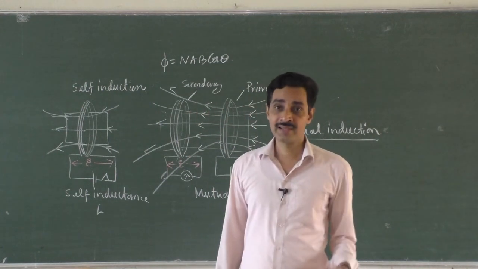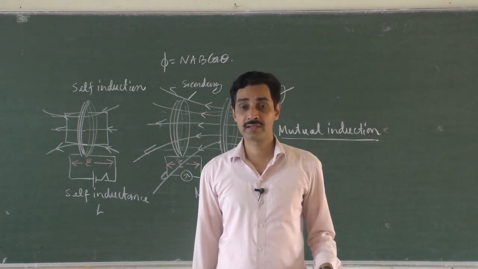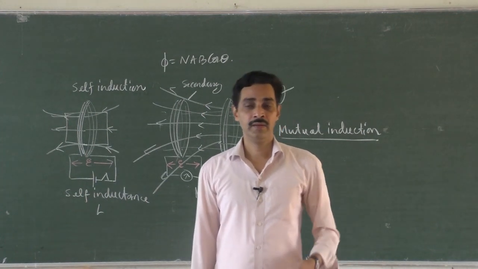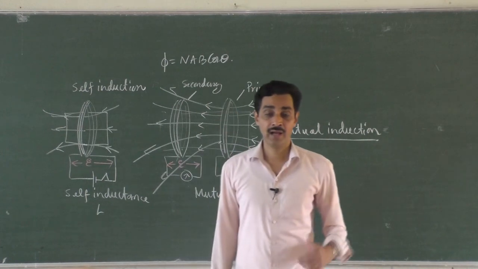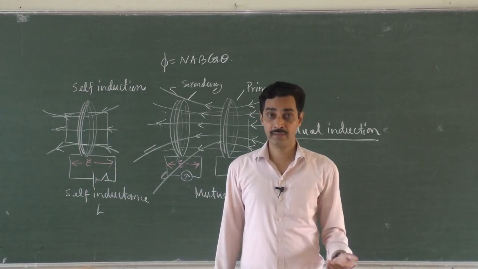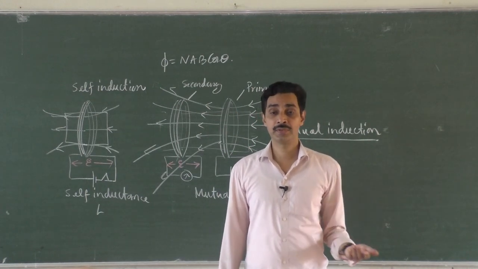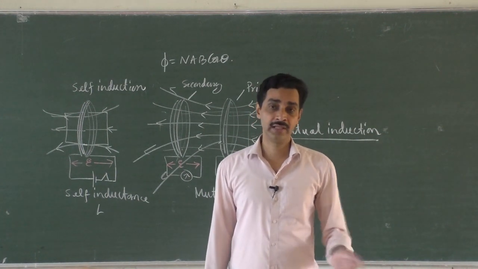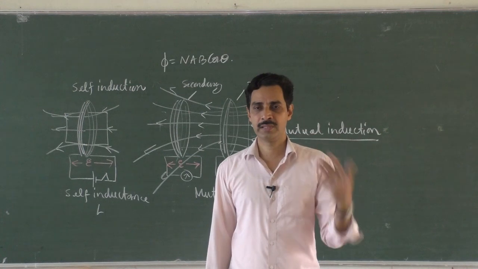Now, as if you have resistance, R. R depends on what factors? R depends on length, area, and material. Finally, you have a formula for resistance, R equals rho L by A. How do they depend? Resistance is directly proportional to the resistivity of the material. It is directly proportional to the length of the material, inversely proportional to the area of the cross section of the material.